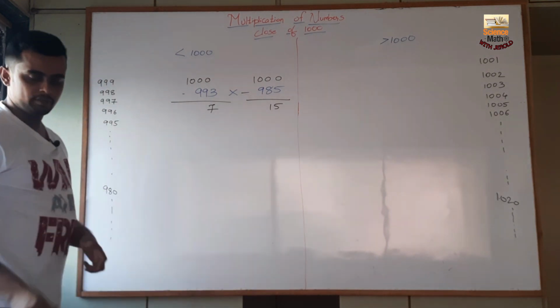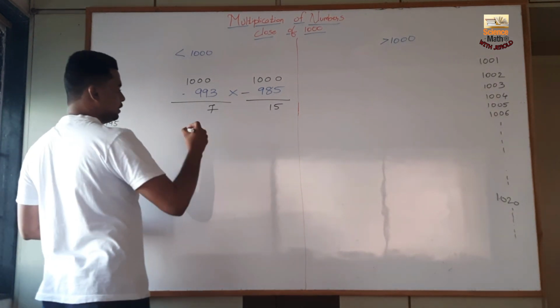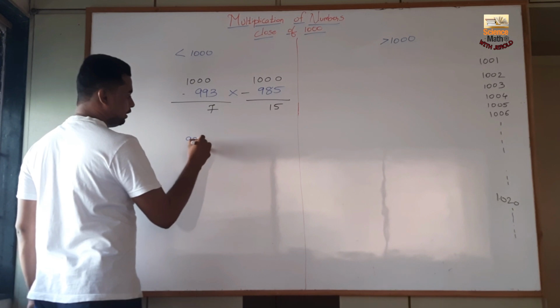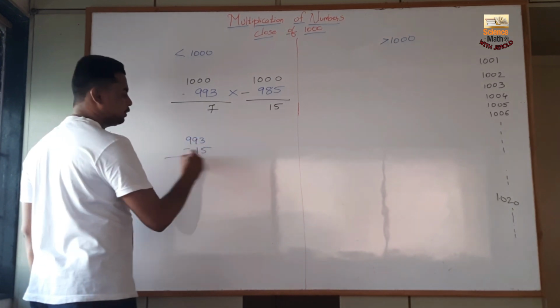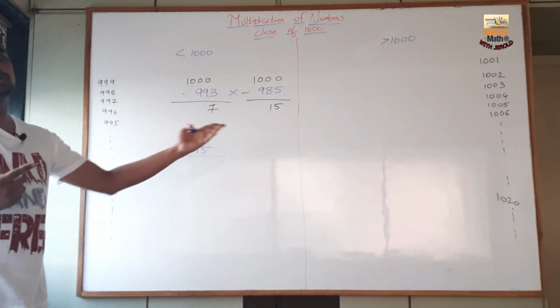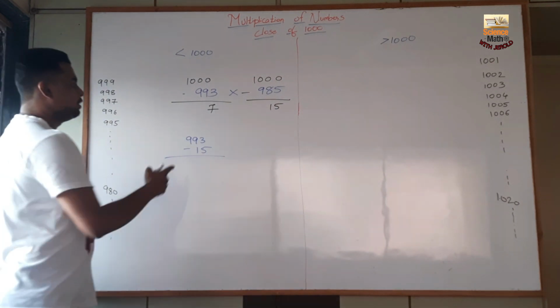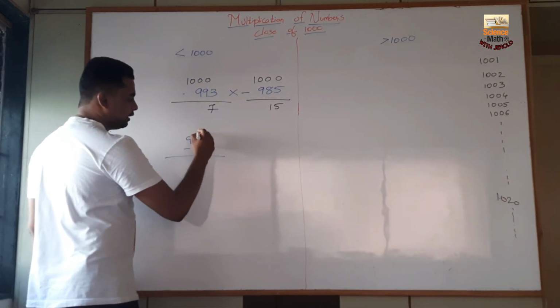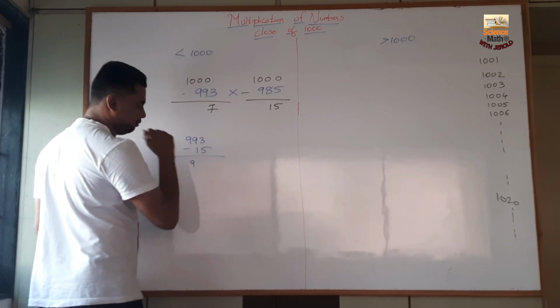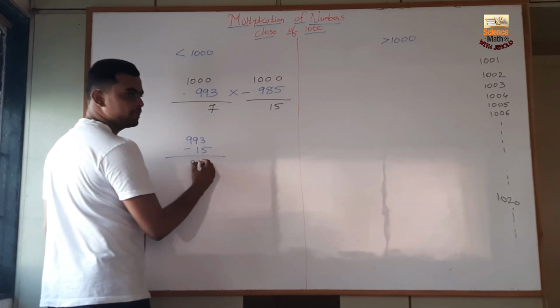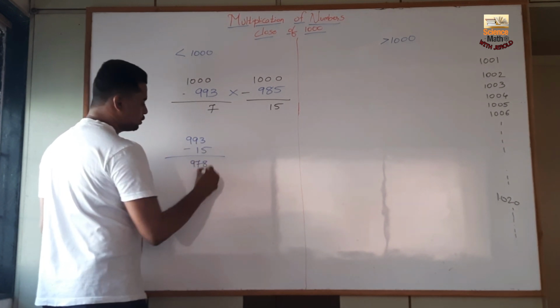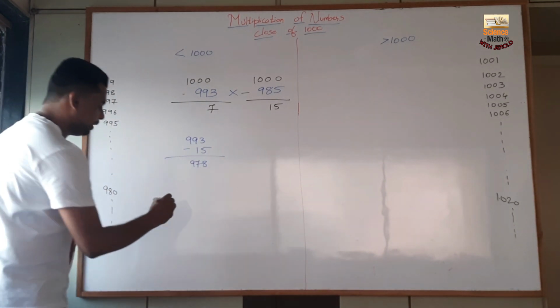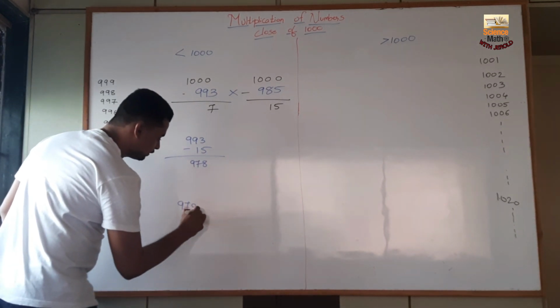So now I will subtract the two numbers. So 993 minus 15. As I told you earlier, we will do only one, because either way I will have the same answer. So subtracting this, 93 minus 15 will give me 78. So 978 will be the first three digits of my answer.